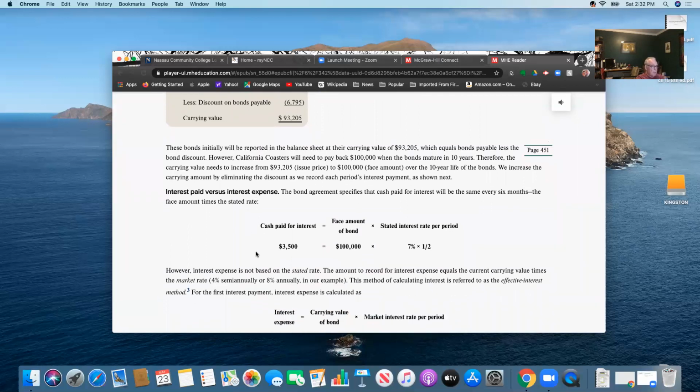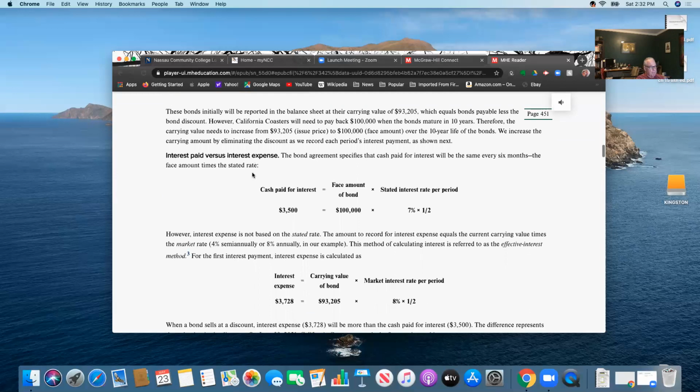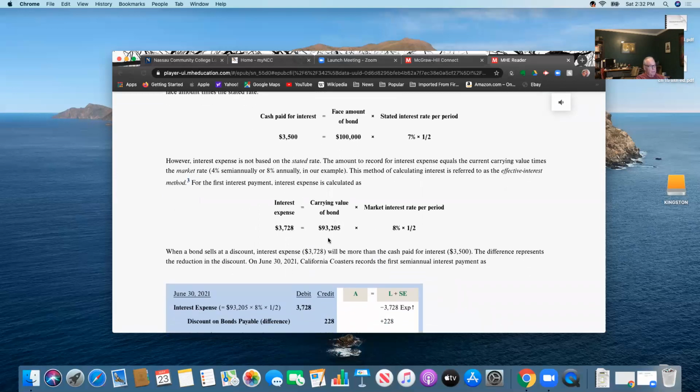Okay, so now we're going to calculate interest expense. Interest expense is calculated based on the carrying value. So when the bonds were sold for face amount, that also happened to be the carrying value, right? That's how we came up with that $3,500. But now interest expense is going to be based off of this number, carrying value. So if I multiply 93,205 times the market rate of interest times 1/2, there's the interest expense.